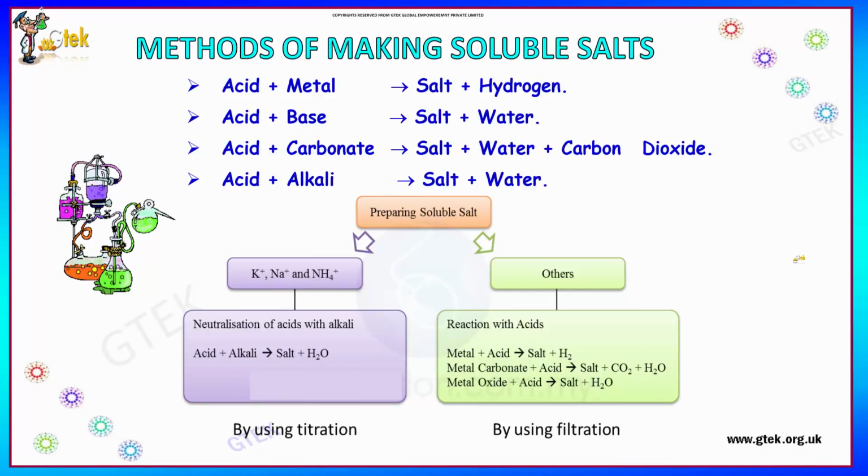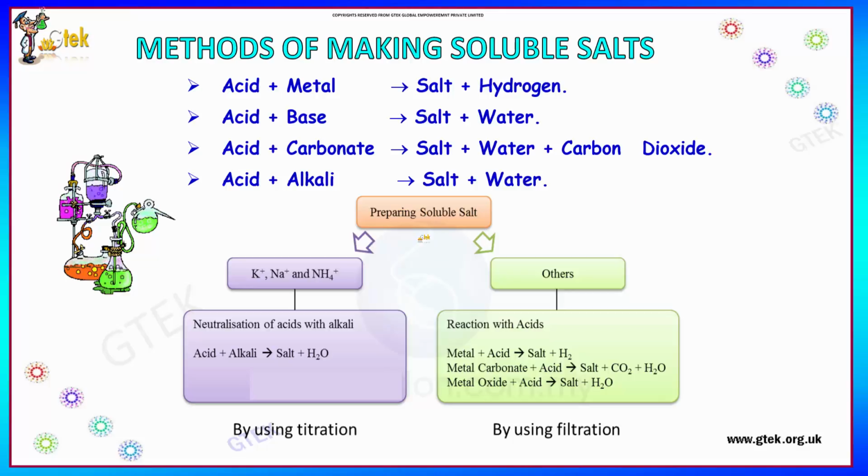If you talk about salt creation, how can we make it? Reacting an acid with a metal will give you salt and hydrogen. Reaction of an acid and a base will provide you salt and water. Reaction of an acid and a carbonate will give you salt, water and carbon dioxide. Acid with alkali will provide you salt and water. So this is how you are able to create salts.